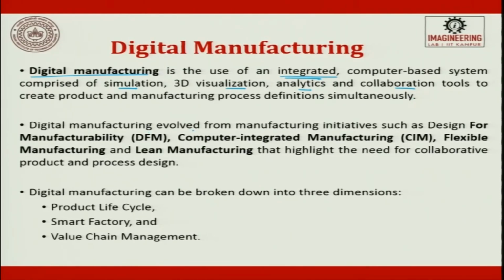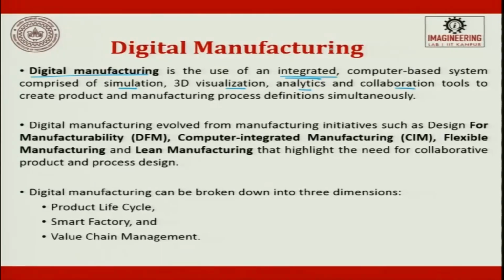Digital manufacturing evolved from manufacturing initiatives such as design for manufacturability. Please do not think the improvements which happened in manufacturing, smart, digital, were not there. They were all there. Now today what has happened, they have been given a new package, and when there has been a new package for it, more benefits have been added in it, and then they have moved to the next era. Agile manufacturing was there for a long time.